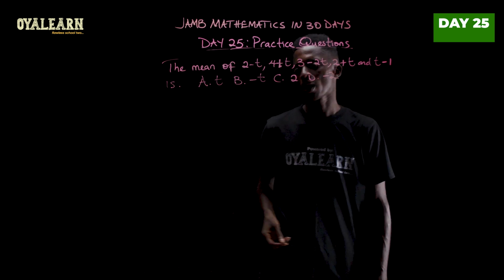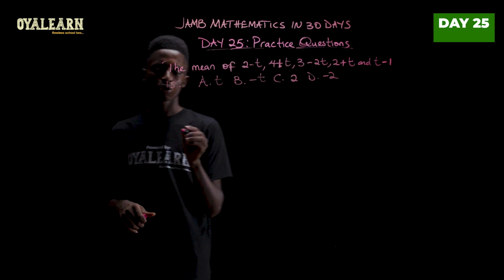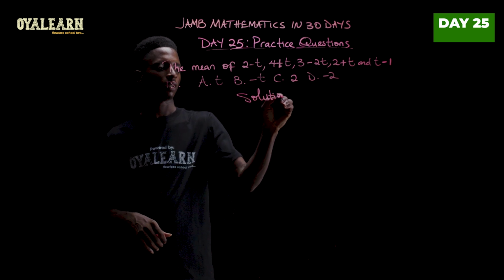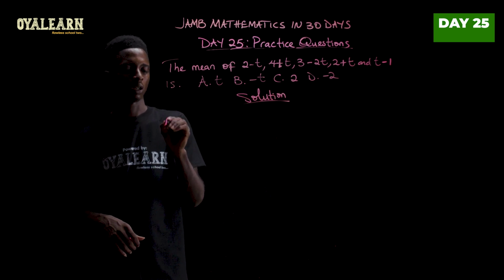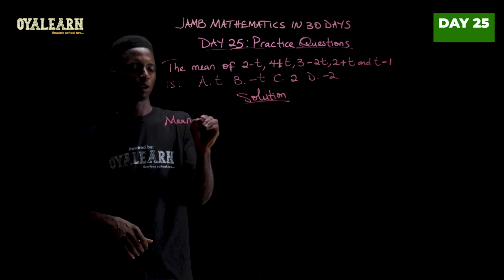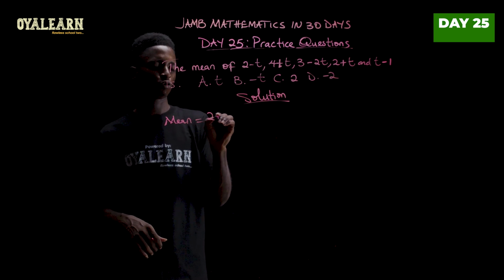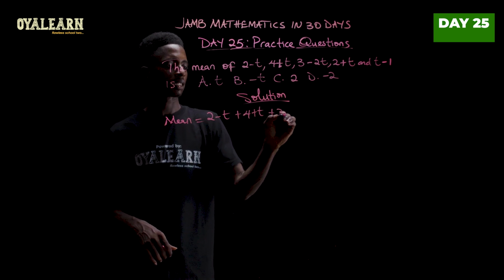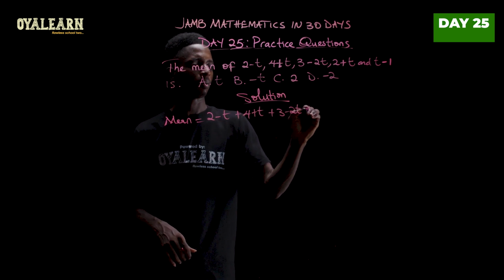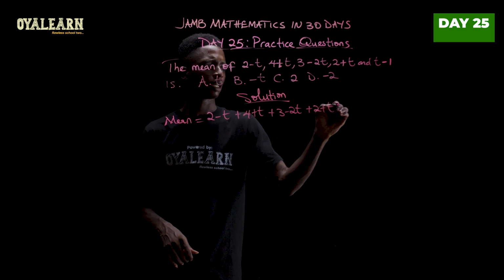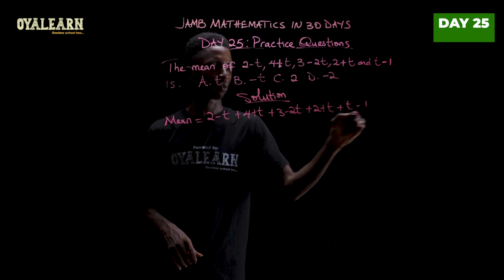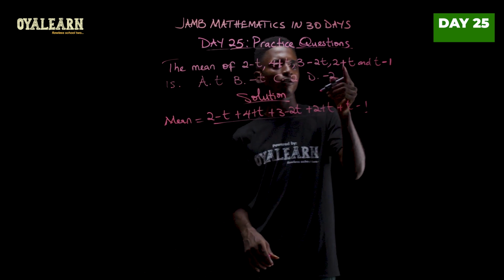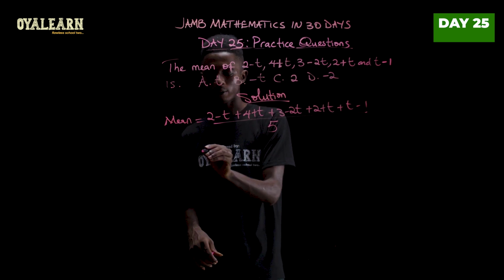The mean of 2 minus t, 4 plus t, 3 minus 2t, 2 plus t, and t minus 1 is, so to find the mean, here's what we do. Mean equals the sum of everything here, so 2 minus t plus 4 plus t plus 3 minus 2t plus 2 plus t plus t minus 1 all over, now 1 2 3 4 5, so all divided by 5.